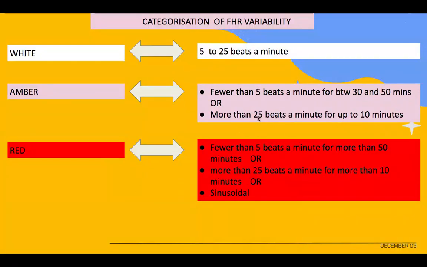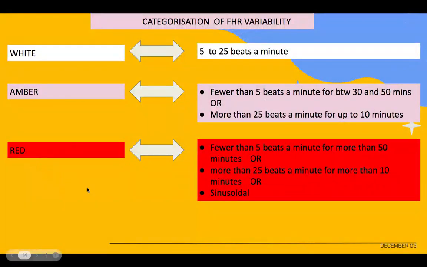Like this will not be more than 25 beats a minute for up to 10 minutes, because there is very little chance that the CTG variability will be more than 25 beats. But less than 5 beats, like I have shown you in the previous slide, that reduced variability will be a very frequent scenario in the exam for between 30 and 50 minutes, right?